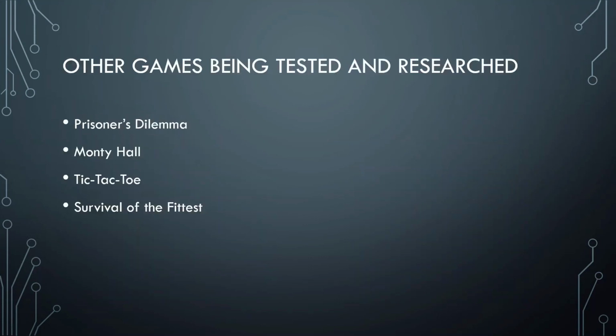And other games that we tested and researched are Prisoner's Dilemma, Monty Hall, Tic-Tac-Toe, and Survival of the Fittest. And these games also use the property of entanglement, whereas the coin flip will only use a superposition. But these games produce different outcomes than a classical approach.